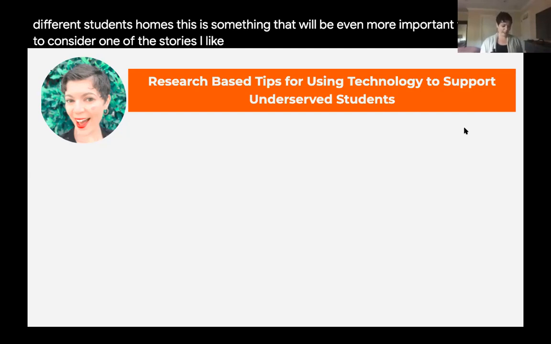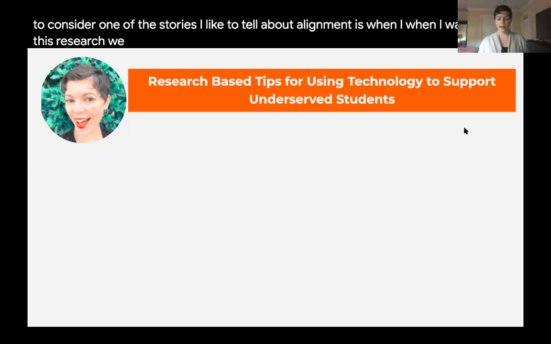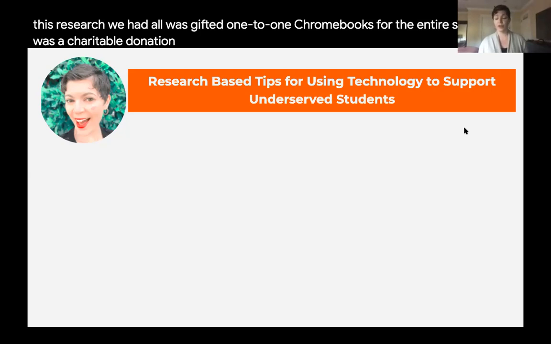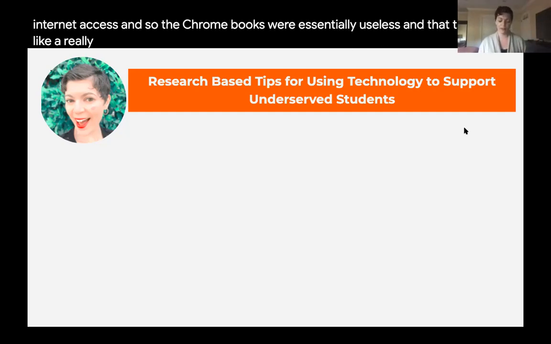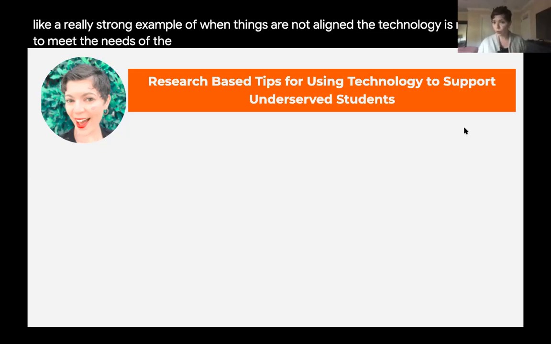One of the stories I like to tell about alignment is when I was doing this research, a local school was gifted one-to-one Chromebooks for the entire school. It was a charitable donation. It was very generous, but they did not have internet access, and so the Chromebooks were essentially useless. And that's just a really strong example of when things are not aligned, the technology is not going to meet the needs of the students or of the educators using it.